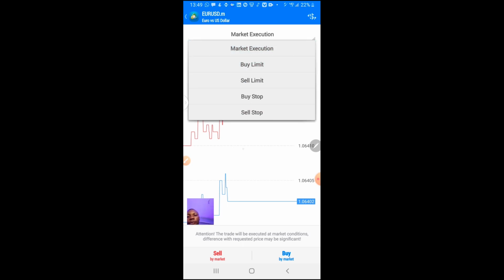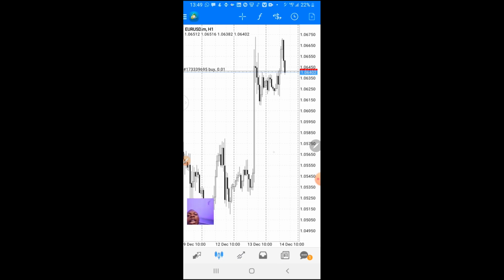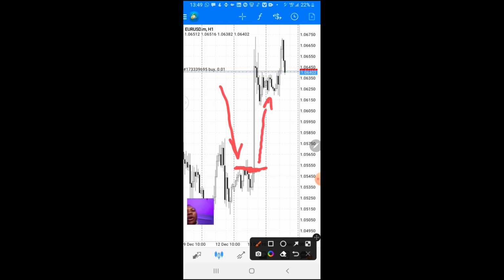Buy limit, let me come back, go to chart. Buy limit simply means the market is selling. Let us suppose the market is selling and is coming down like this, and you expect or you suggest that the market will reach this point as it is moving downward, and it will start going back upward. So you come here and you put a buy limit.